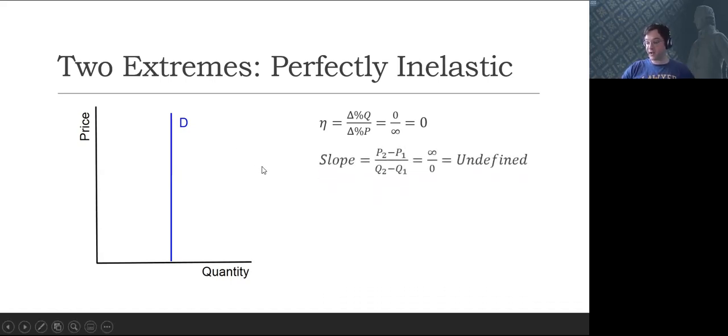However, the slope is undefined because it is infinity divided by 0. It's the change of price over the change in quantity. Change of price can be infinite or arbitrary. Change in quantity is always going to be 0. That gives us an undefined slope. A vertical line is an undefined slope. So with perfectly inelastic, it has 0 elasticity, but a slope that is undefined.